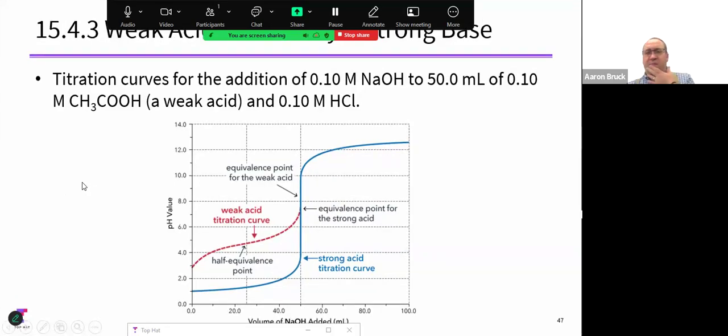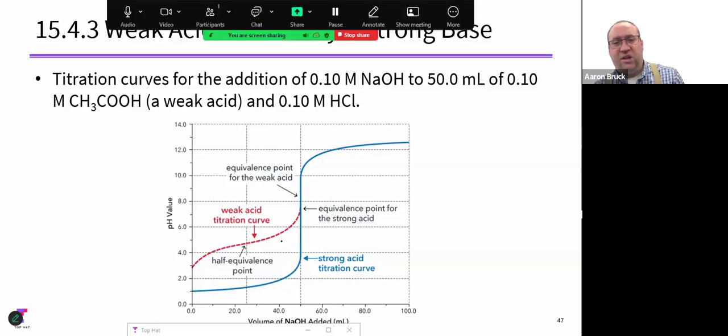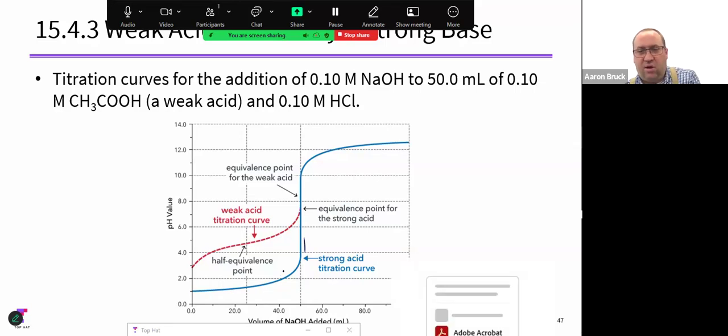And so if we compare them side by side here, one thing that we will notice is that, again, the strong acid, strong base curve had this big rapid rise region. We don't have that with a weak acid curve.